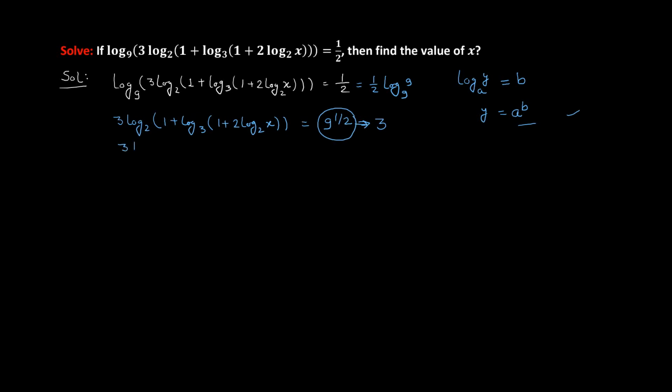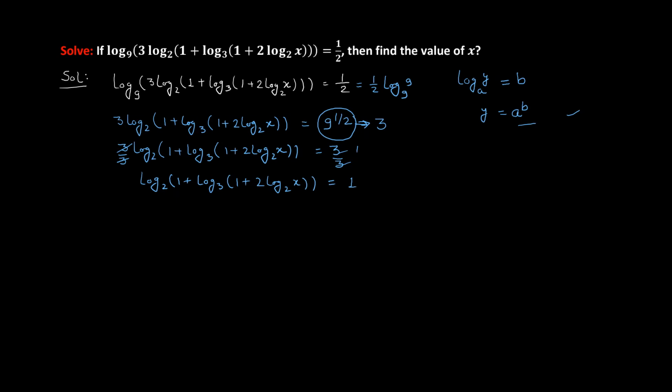So we will get 3 times log base 2 of 1 plus log base 3 of 1 plus 2 log base 2 of x, and that is equal to 3. Again, if we divide both sides by 3, this will cancel out and this will cancel out. So we will get log base 2 of 1 plus log base 3 of 1 plus 2 log base 2 of x, and that is equal to 1.